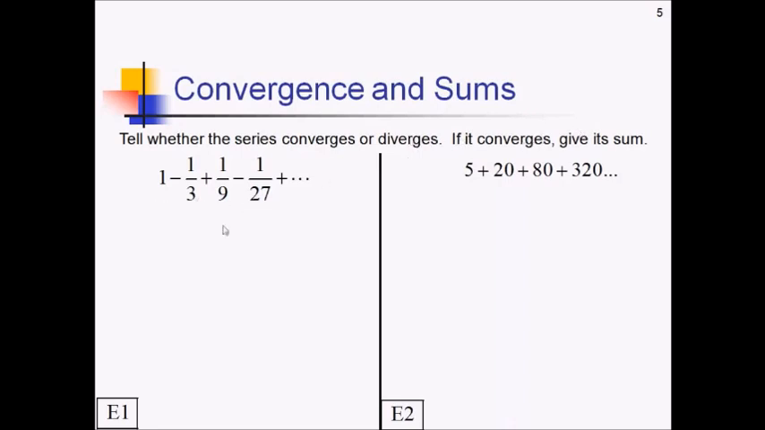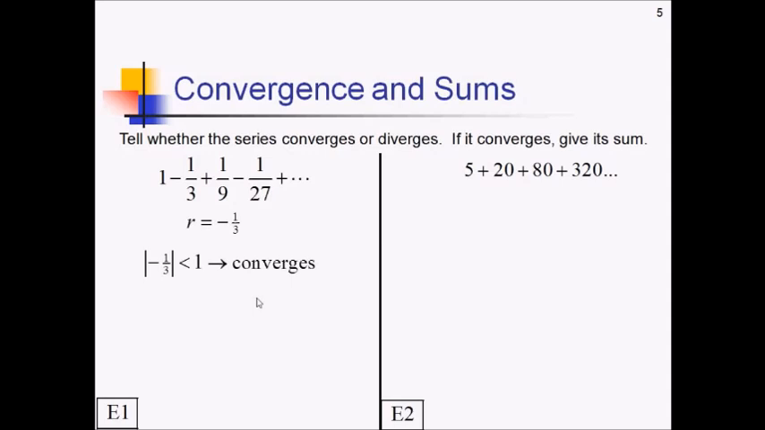So let's try this first one out. Pause the video and see if you can figure out if this converges or diverges. All right, so if you're looking at convergence, hopefully you took a look at the r value, the common ratio, which on this one is negative 1/3. So since the absolute value of that r value is less than 1, that means that this series is going to converge. Because we've proven here with this r value that these terms keep getting closer and closer to 0.